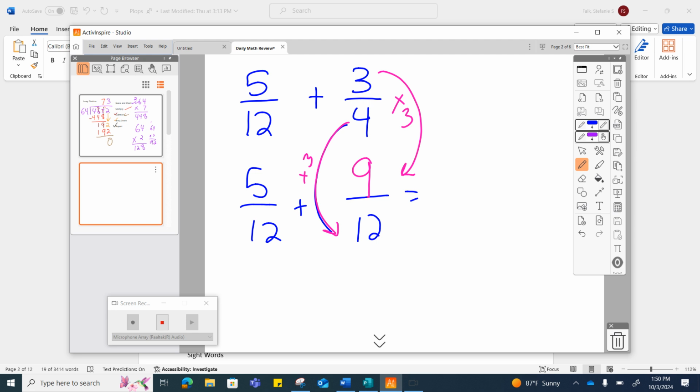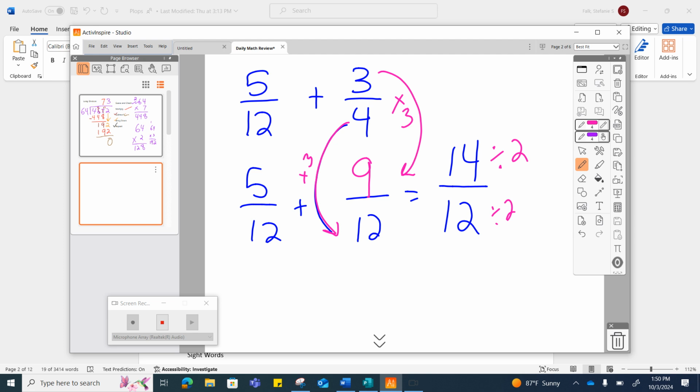I think it's easier to simplify this before turning it into an improper fraction, into a mixed number. You can do it either way. But since they are both divisible by 2, what is 14 divided by 2?